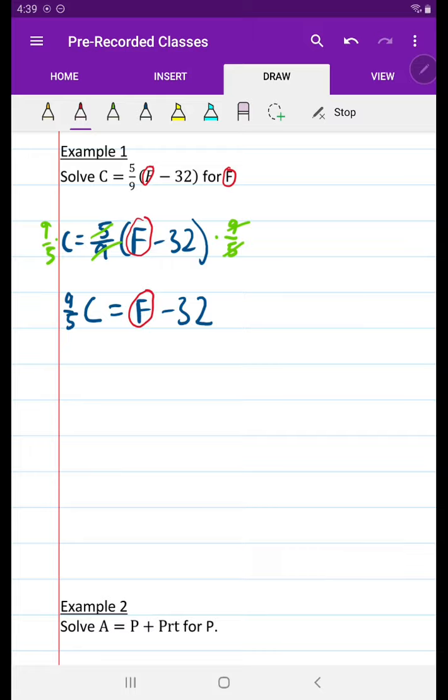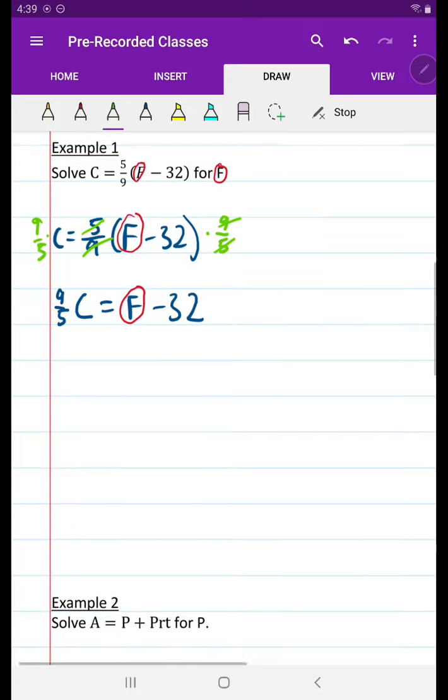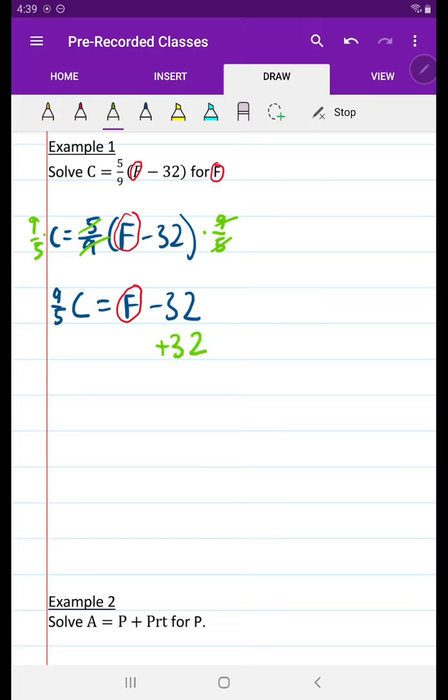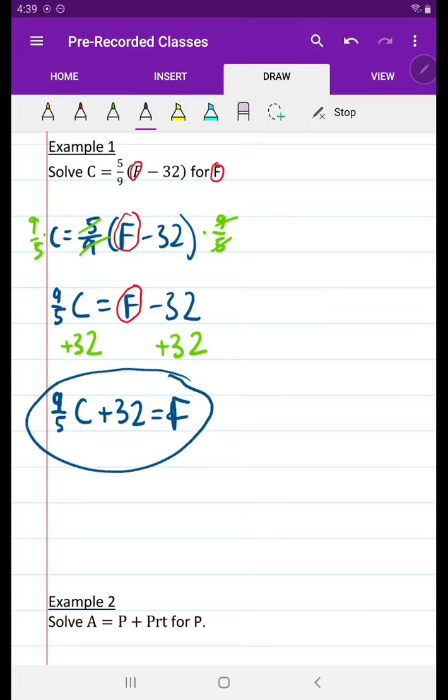So then our last step is to just add 32 to both sides. So now I have 9/5 C plus 32 equals F. And so that's our answer, and we're all done, right? We had to get F by itself, and that's it. So no really serious number crunching here, just getting one variable by itself.